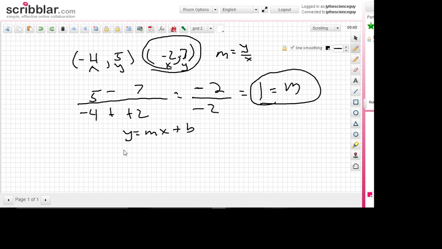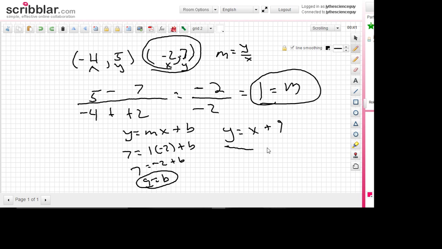So this is 7 is equal to 1 times negative 2 plus b. And so this would be negative 2 plus b equals 7. And so 9 is equal to b. So now I have the 2 important things, so I can write my equation. y is equal to x plus 9. That would be my equation.